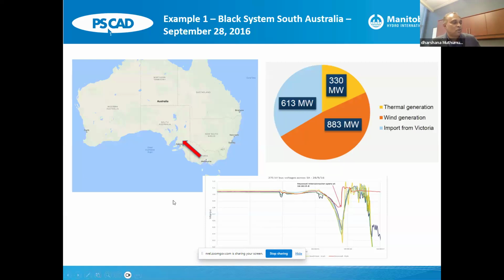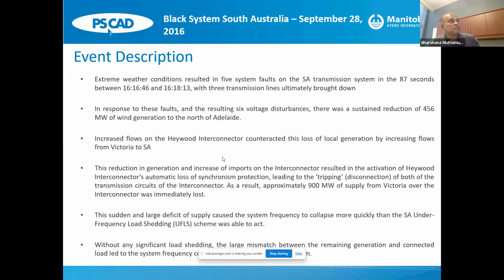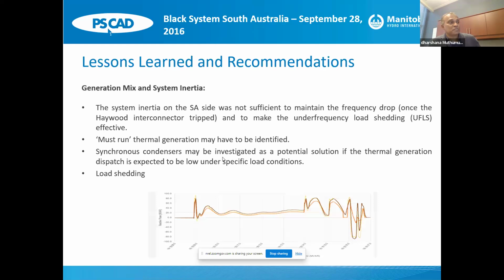Now AEMO is performing operational studies representing the whole of the South Australian network and sometimes the Victorian network as well in EMT simulations to identify the minimum inertia requirements in different regions to avoid blackouts due to major contingencies like tripping of a heavily loaded AC interconnection. Okay, so that's one example. I'm not going to go through the descriptions.